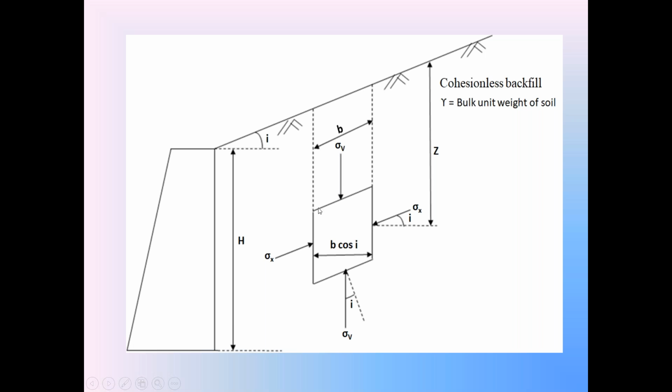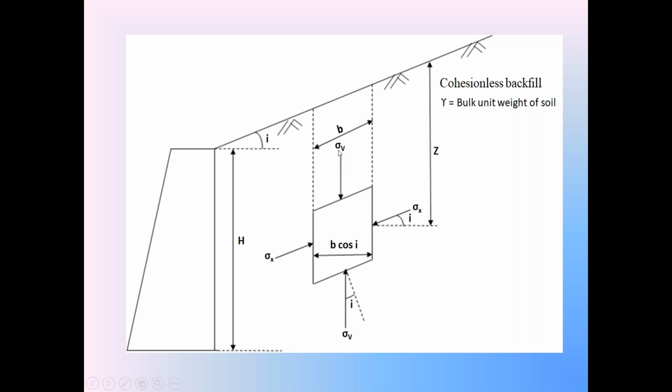The element top surface is also inclined. Similarly, the bottom of the element is also inclined. These inclined surfaces of the element are parallel to the top of the backfill. Then the vertical stress acting on the soil element is sigma v, equal to gamma z cos i, followed by another stress, sigma x, acting on the element.